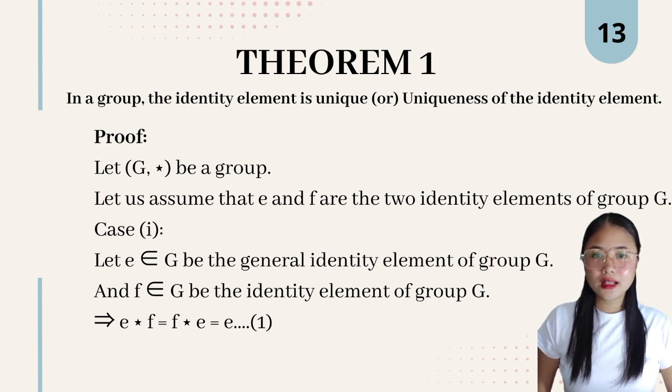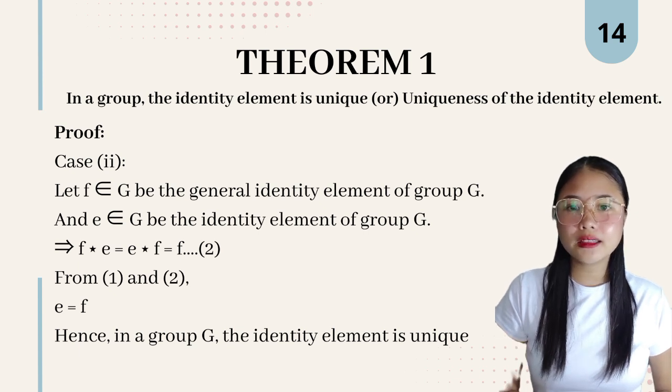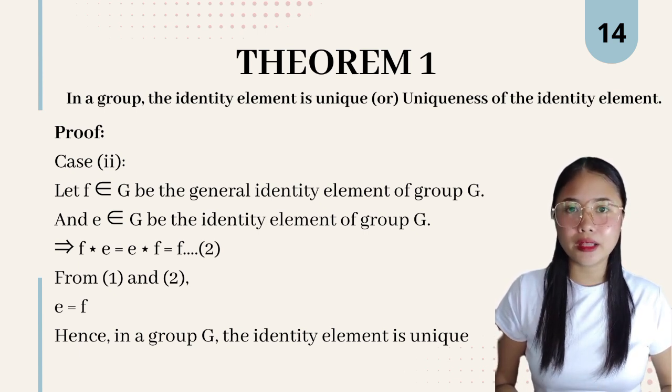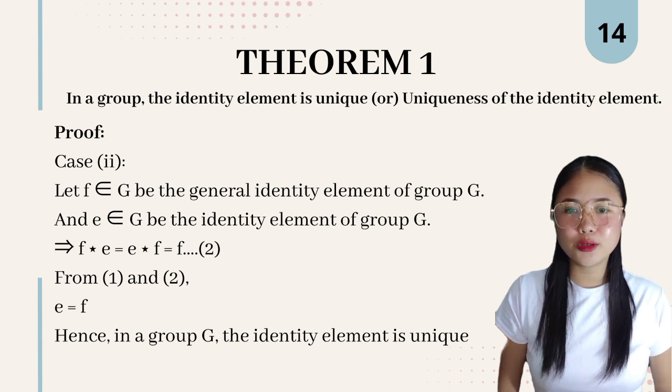In the first case, let E, an element of G, be the general identity element of group G, and F, an element of G, be an identity element of group G. So E star F is equal to F star E, which is equal to E. In the second case, let F, an element of G, be the general identity element of group G, and E, an element of G, be an identity element of group G. So F star E is equal to E star F, which is equal to F. So from the first and second case, E is equal to F. Hence, in a group G, the identity element is unique.